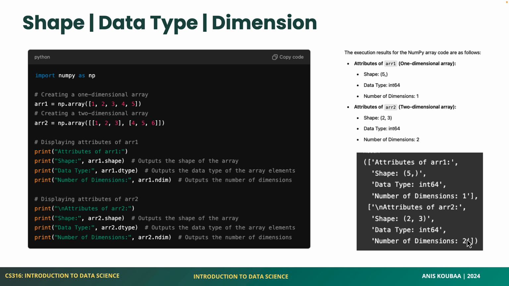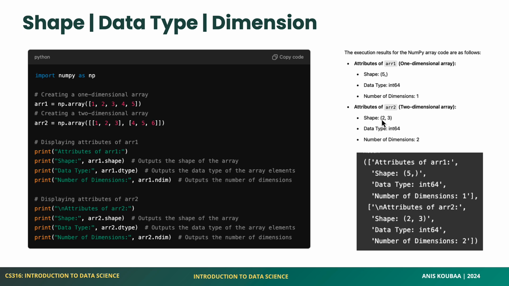Look at this code. Here we create a one-dimensional array, and here we create a two-dimensional array. In order to see the different characteristics or properties, we can display the shape of an array. So what is the shape? It tells you how many elements, for example, the number of rows and number of columns in case of a two-dimensional array.